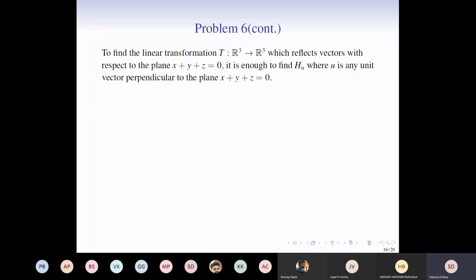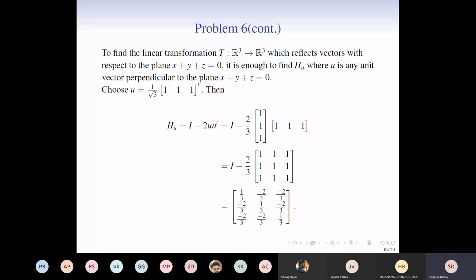So we choose U to be equal to this. Then H_U will be equal to I minus 2 U U transpose. This is the same basic calculation that we need to do. I minus 2 by 3 times this times this, so again we multiply these two matrices. Now this will be a 3 cross 3 matrix, and then we get this matrix. So H_U is exactly equal to T. H_U is the matrix that we are getting out here.